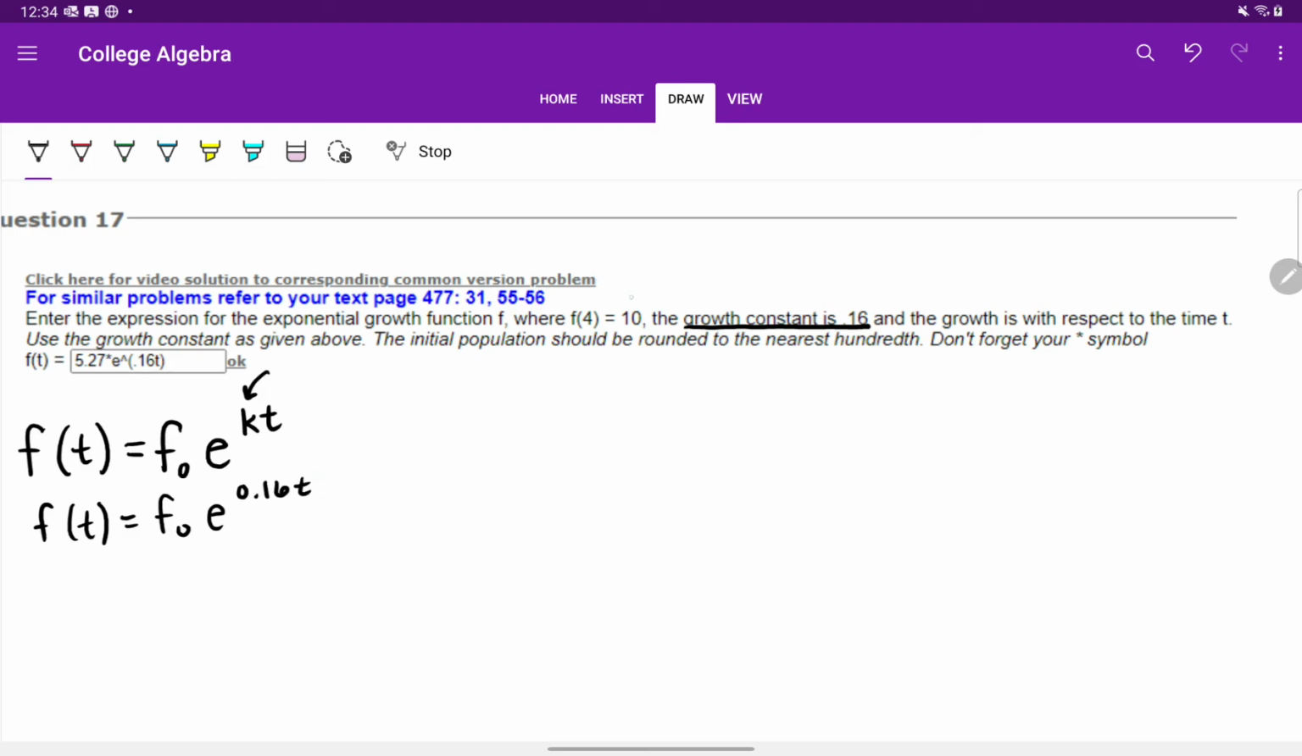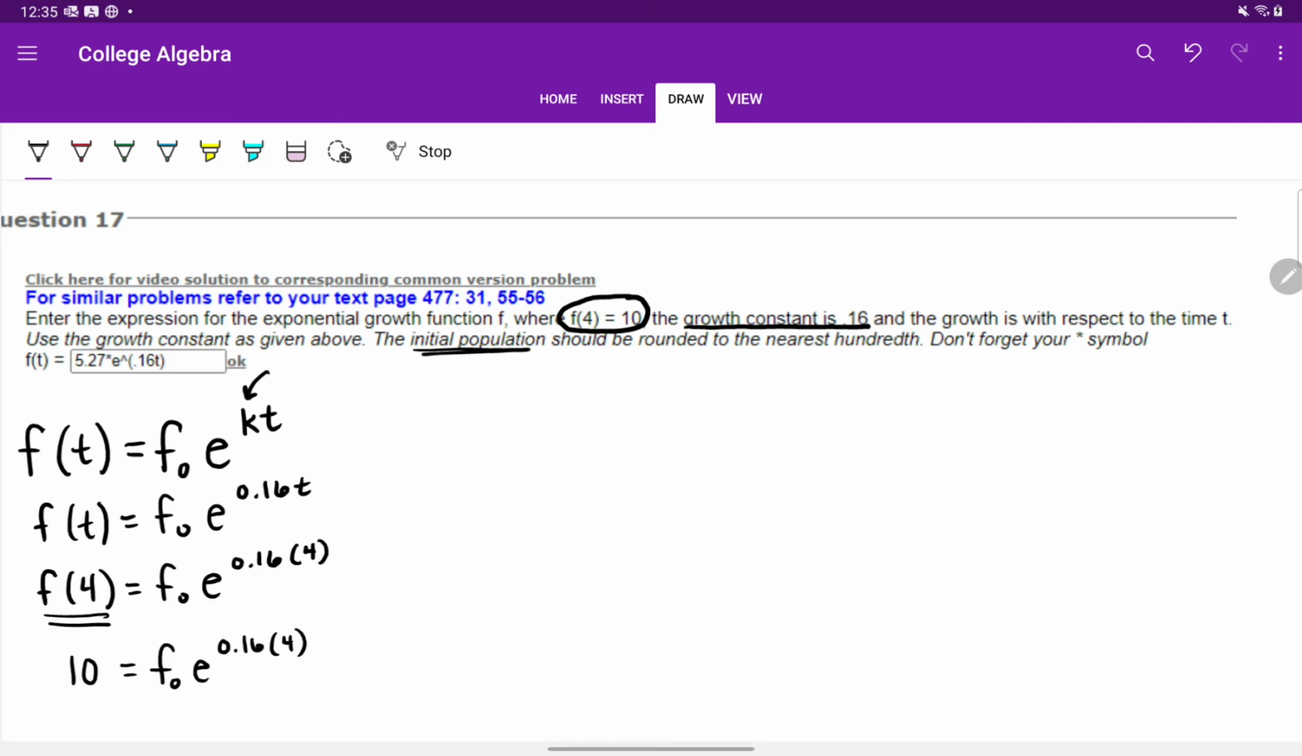And the only other piece of information they tell us is that f of 4 equals 10. That's actually a lot of information. So f of 4 would be f naught e to the 0.16 times 4, because we're putting 4 in for t. And f of 4 is equal to 10. So we get 10 equals f naught e to the 0.16 times 4. And we want to know the initial population. So basically we're just solving for f naught.